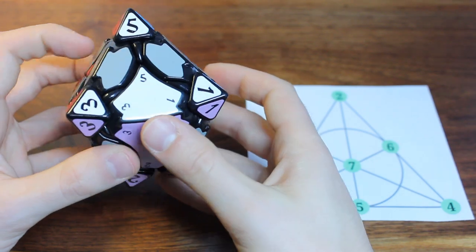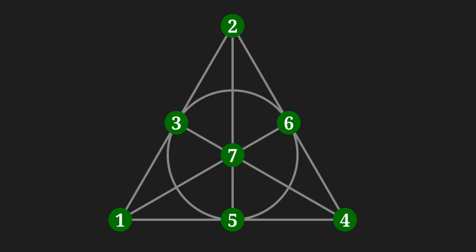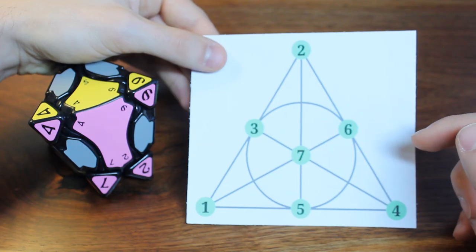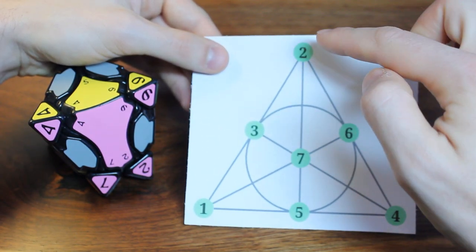The Fano Gem is a twisty puzzle that I designed to showcase the symmetries of the Fano Plane, which is a familiar object in combinatorics, coding theory, and algebra. It's constructed from 7 points and 7 lines, where each line contains 3 points.